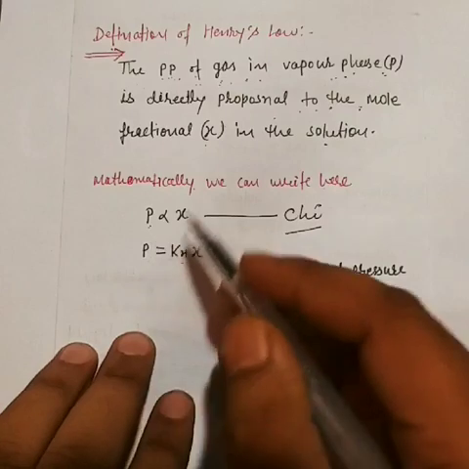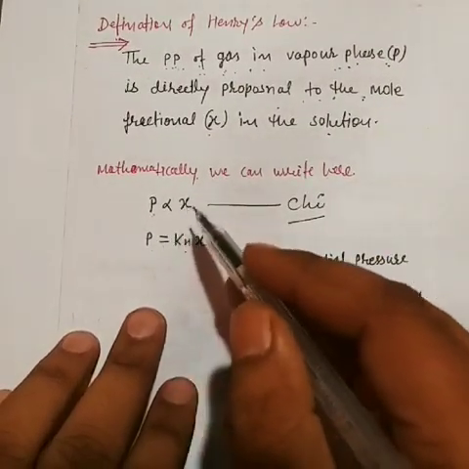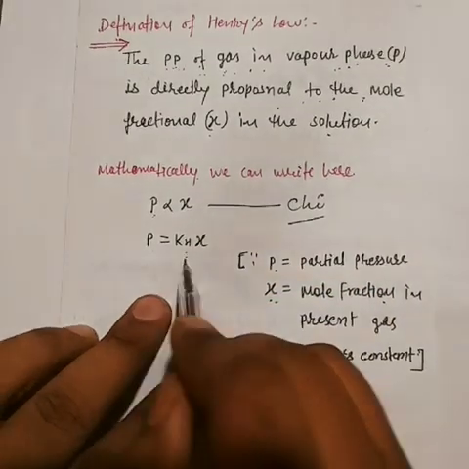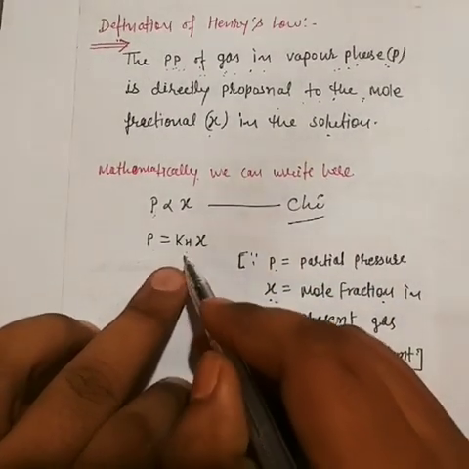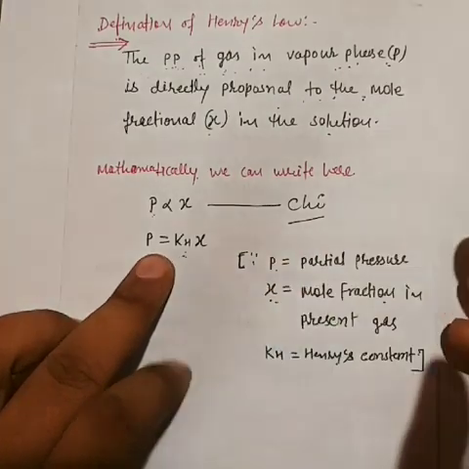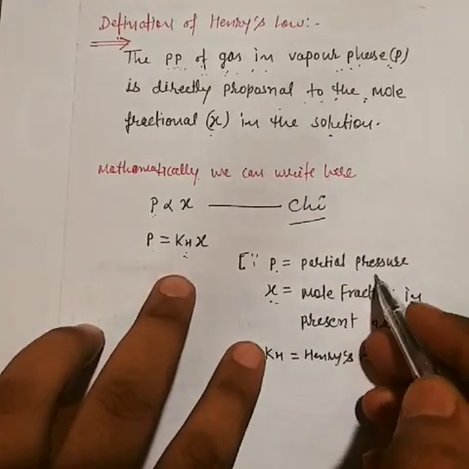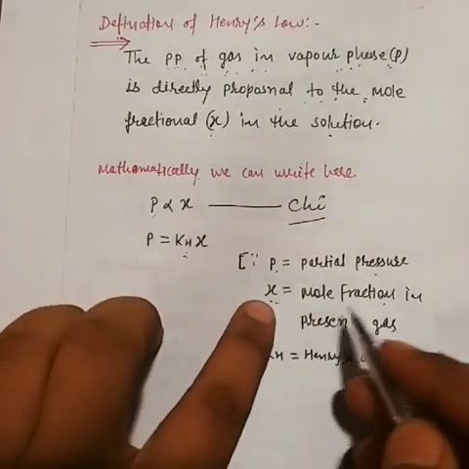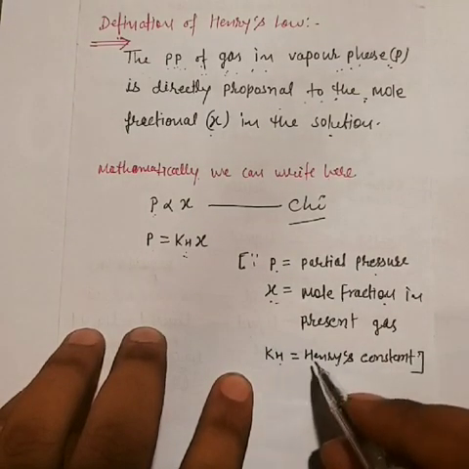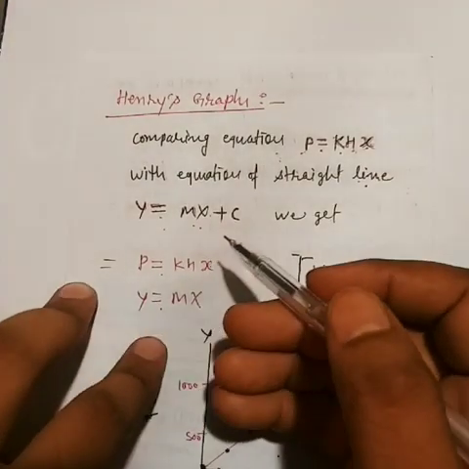And as we know, whenever we remove the proportionality sign, it is replaced by a constant, which is known as Henry's constant. Now see, P equals Kh into chi, where P is the partial pressure, chi is the mole fraction of the gas present, and Kh is the Henry constant.